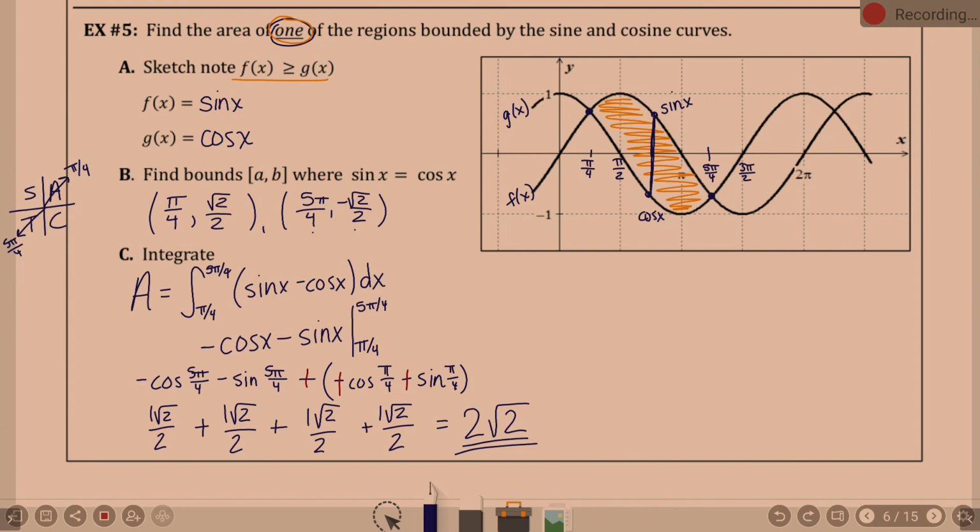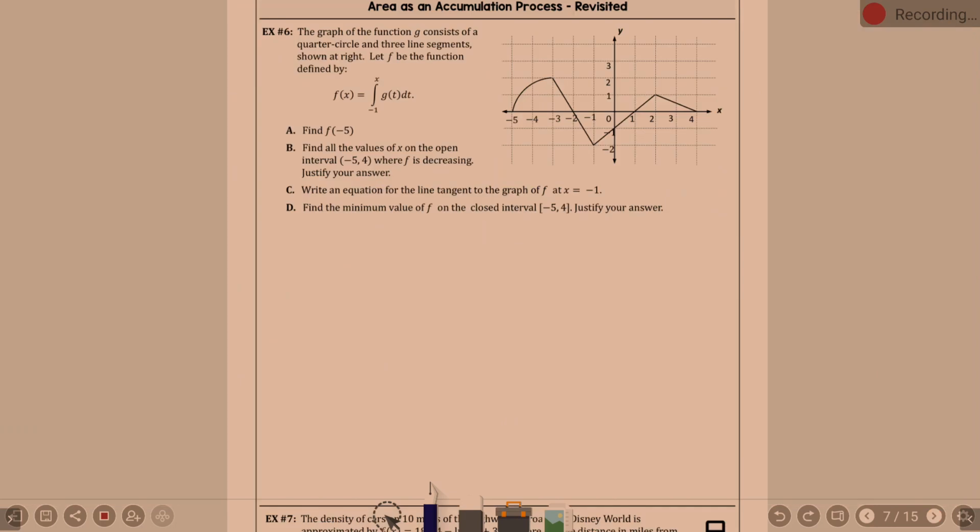Hey, if we make it to example 7, we get to pick up a calculator. Okay. Yeah, 6 is long, but I think we can do it. The graph of the function g consists of a quarter circle and 3 line segments shown at right. Let f be the function defined by the integral from -1 to x of g of t dt. Okay. And then we have an a, b, c, d. Yes?